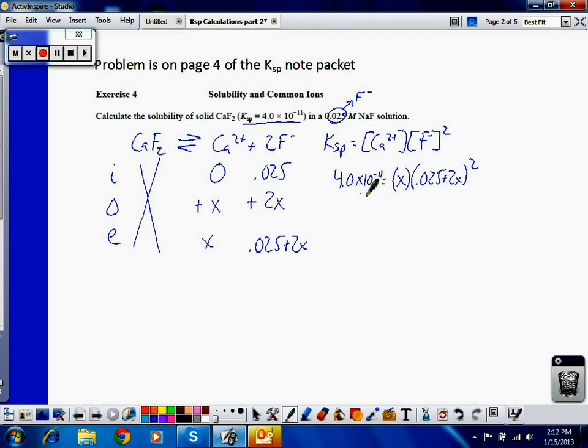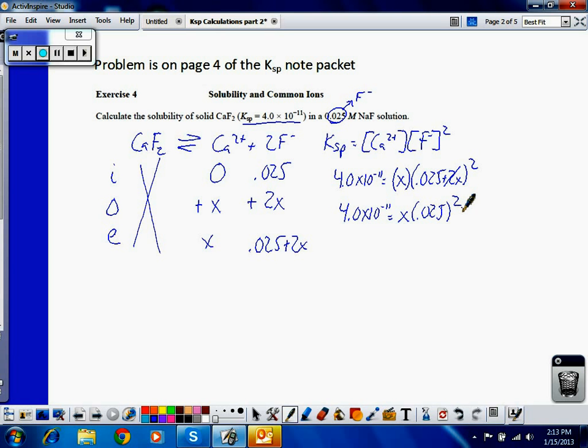The solubility of calcium fluoride is pretty small to begin with, and since it's going to be even smaller because we already have fluoride in solution, we can estimate the value of X and solve this by ignoring this 2X. Once I figure out what X is, we're going to see that that value is so much smaller than 0.025 that when we add it to 0.025 and round to the correct number of significant figures, that number will stay 0.025. So if I pull out the 2X, this becomes a much easier equation to solve.